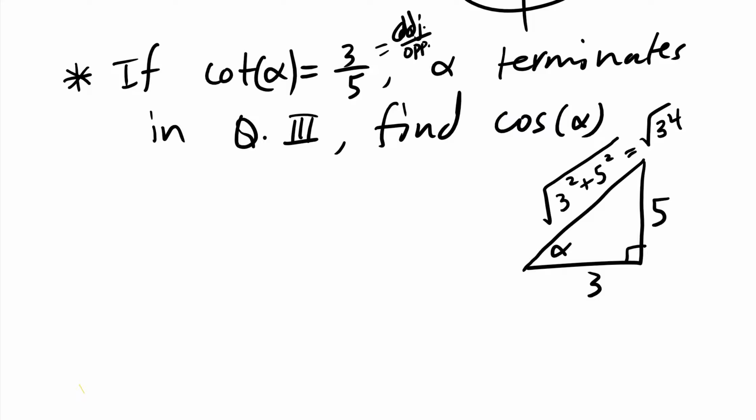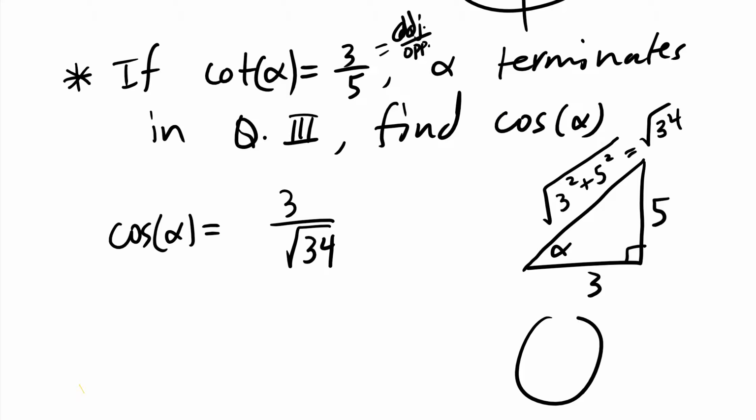So I want to find cosine alpha. Cosine alpha is the adjacent over the hypotenuse. But you have to be careful. They said alpha terminates in here. In that quadrant, cosine is negative. So be careful not to be tricked if there's a positive and negative. Don't circle the positive answer.